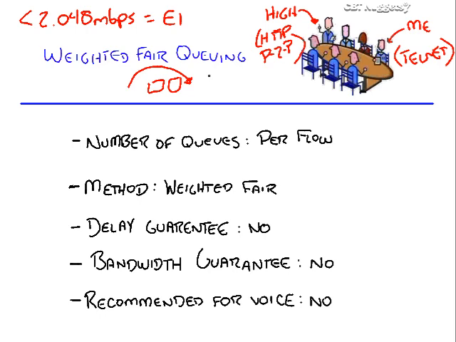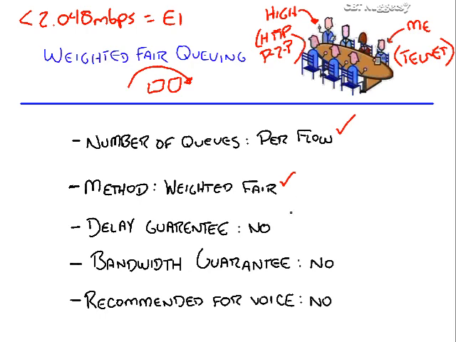The low talkers get priority over the high bandwidth talkers. That's the concept of weighted fair queuing. The number of queues that it has is per flow. It creates a queue for every single flow that you have going through. So every single session that is occurring on your router will have its own queue. Weighted fair is the method. There's no real trick to it. I always think, it's just fair. The person who talks least gets heard most. So that's how I always remember that one.